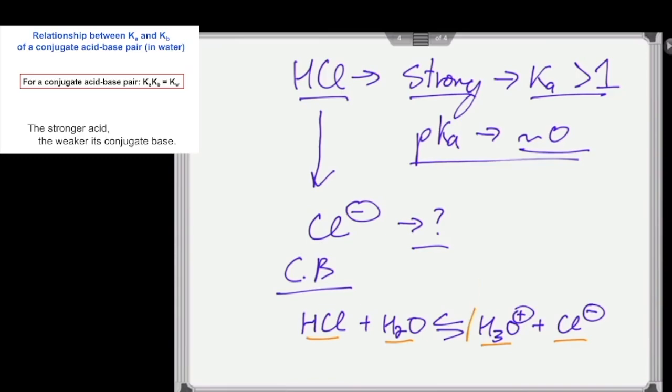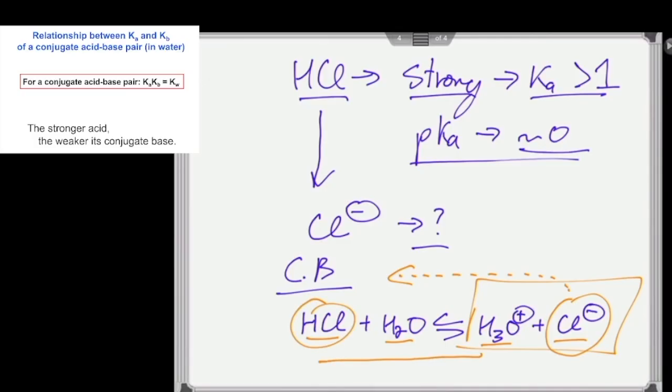So if it's super product favored, we made chloride. The question I'm asking is, does chloride want to, or is it favored to, go back to starting materials? Does chloride act like an acid? And from this equilibrium, we'd say no. If HCl is pushing super hard, it is product favored, it also means that Cl minus is not going to do a really good job of pushing back, right? We are going to form H3O plus and Cl minus.